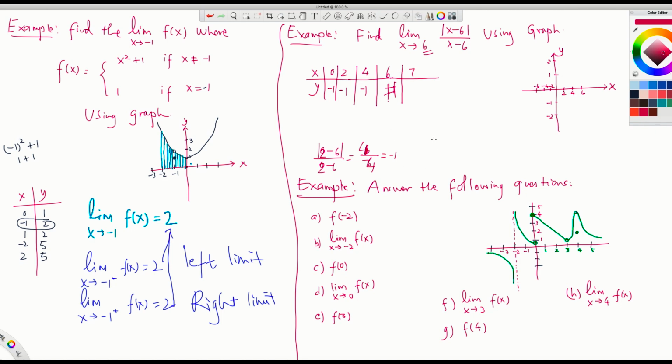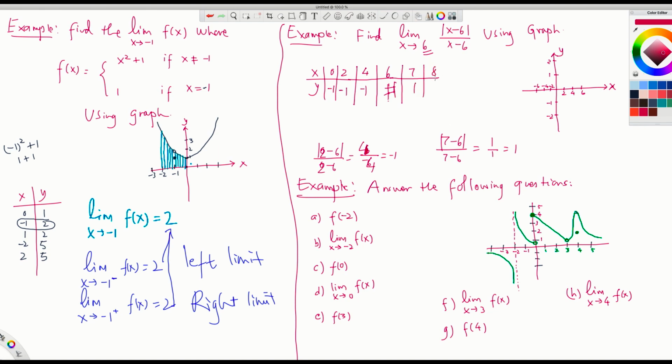What do you get? If you plug in 7 here, you'll get 7 minus 6 over 7 minus 6. That is 7 minus 6 is 1, the absolute value of 1. If there was a negative sign, then you get rid of the negative sign, but there is a positive, so 1 over 1, that is 1. If you take 8, so you get 1 here.